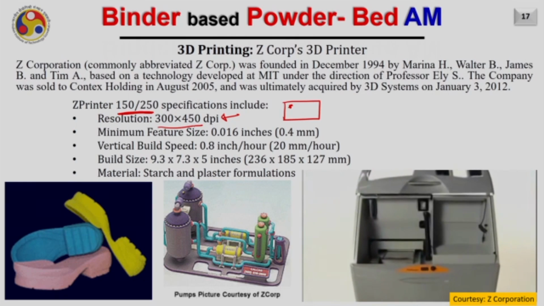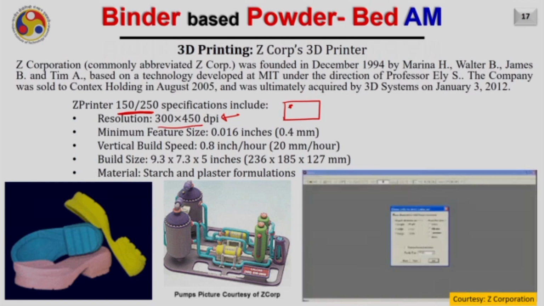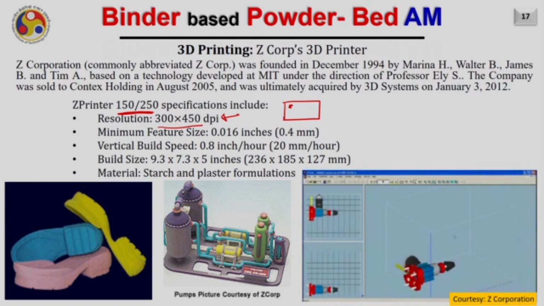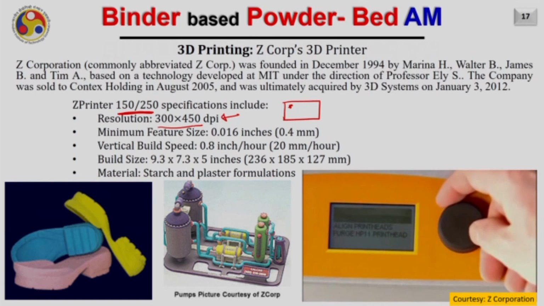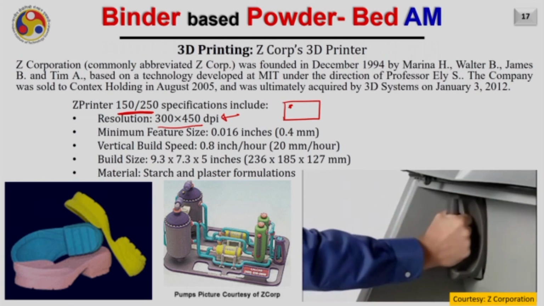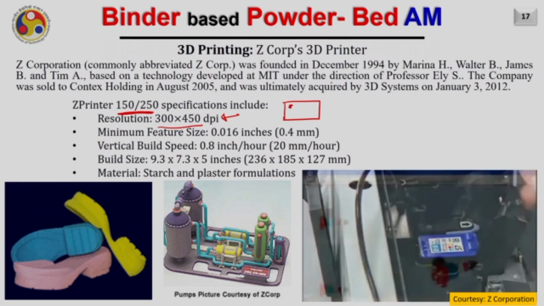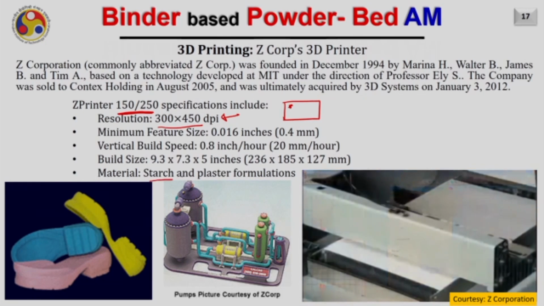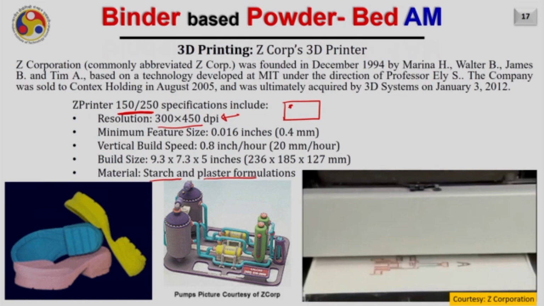The minimum feature possible on the machine is of size 0.16 inch, that is around 0.4 mm. The vertical build speed was around 0.8 inch per hour, which is around 20 mm per hour. And of course, the build size is 9.3 by 7.3 by 5 inch, that is around 236 by 185 by 127 mm. The materials they proposed in this particular machine were starch and plaster formulations. Later on, of course, many different materials were also explored.